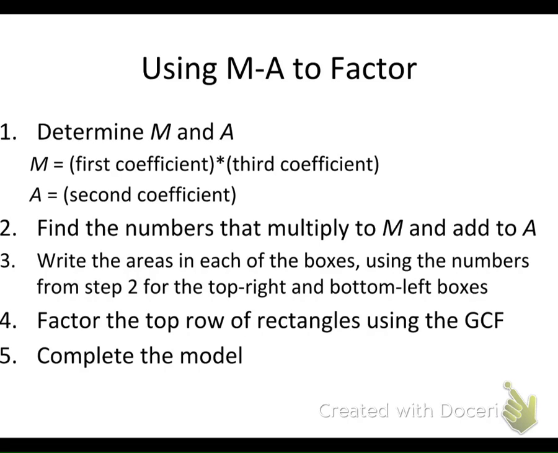You find the A by just looking to determine what the second coefficient is. Remember, coefficient is just another word for the number of a term. So like if I had 23a squared, the coefficient of that would be 23.